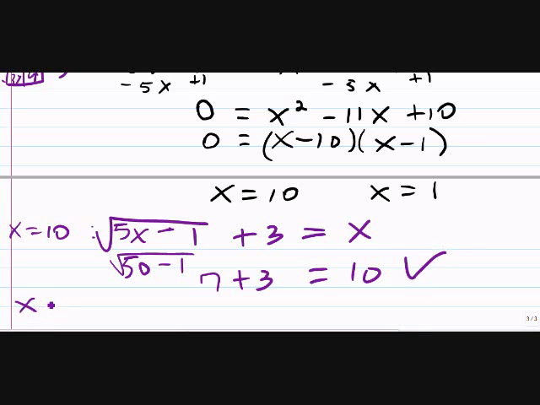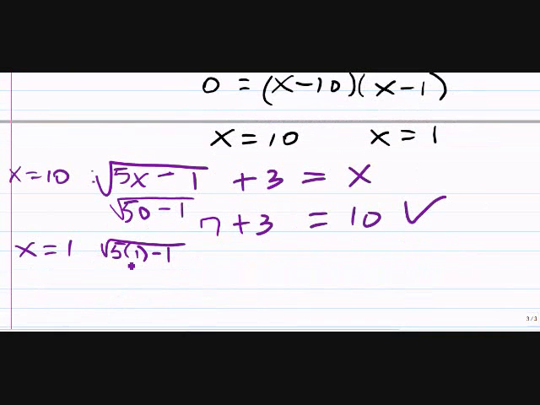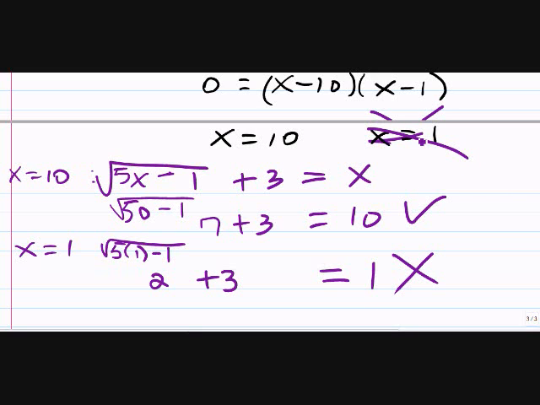The next one may not be. It's not always, but it may not be. Square root of 5 times 1 minus 1 is square root of 4, which is 2, plus 3. Is that equal to x? Is that equal to 1? No. Which means the x equals 1 answer was no good. My only answer is x equals 10.